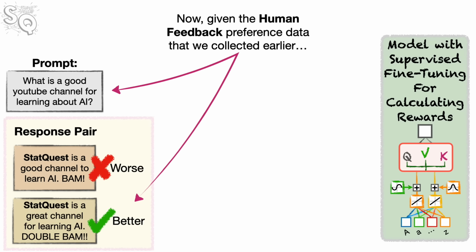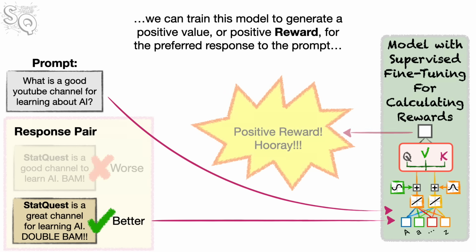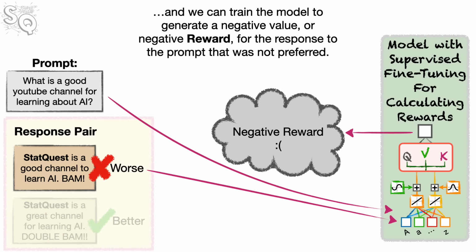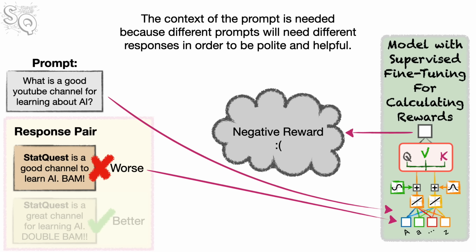Now, given the human feedback preference data that we collected earlier, we can train this model to generate a positive value or positive reward for the preferred response to the prompt. And we can train the model to generate a negative value or negative reward for the response to the prompt that was not preferred. Note, to be clear, when we do this training, we pass the prompt and the response to the new model that calculates the rewards.